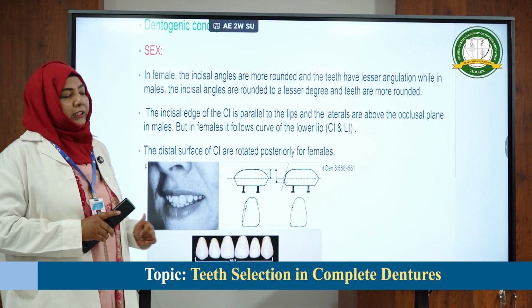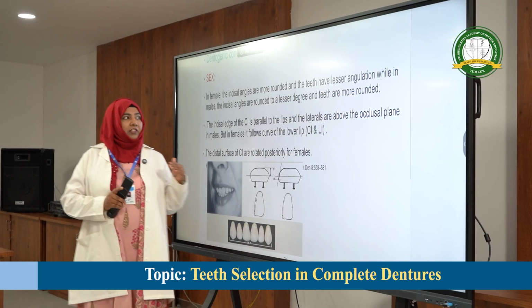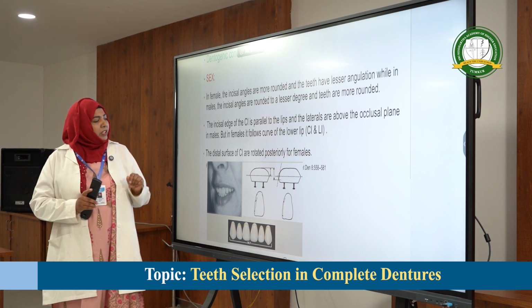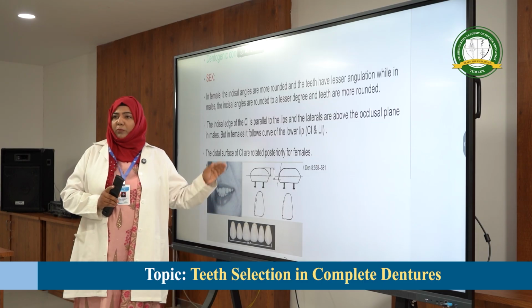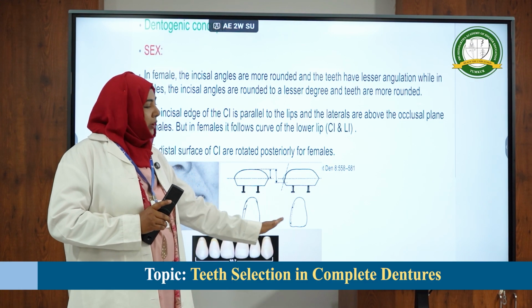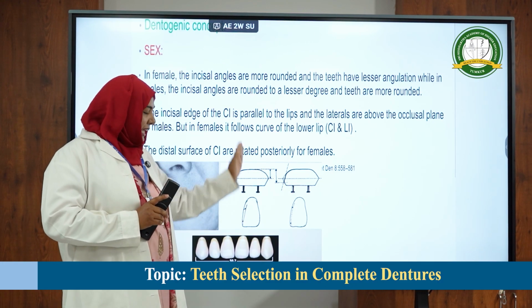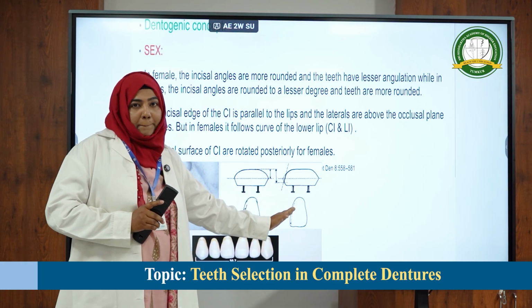So according to this concept, the shape of the teeth differs in male and female. So let's see which features make a difference in male and female teeth. When you see the incisal angle of the anterior teeth, it is more rounded in the female, whereas in the male, it is less rounded. When you see the angulation of the teeth, it is less angulated in the female patient, whereas it is more angulated in the male patient.